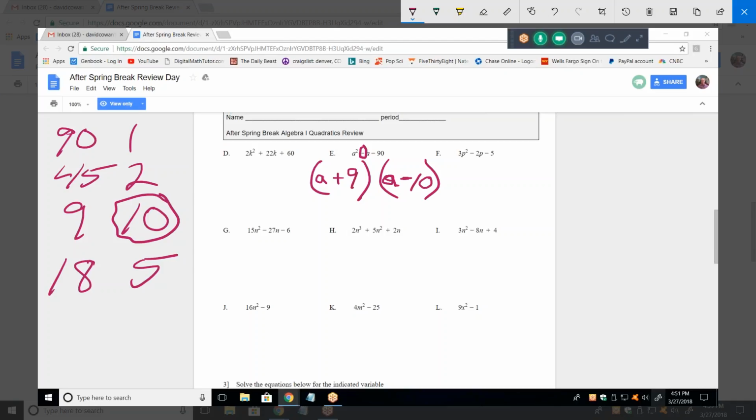If I do my double smiley face, I get plus 9a minus 10a. Add them up, I get minus 1a or minus a. That is my middle term. I got my answer. Okay? So the only reason this was harder was because you don't see that 1. But you have to remember that it's always there. There's always a 1 right there.